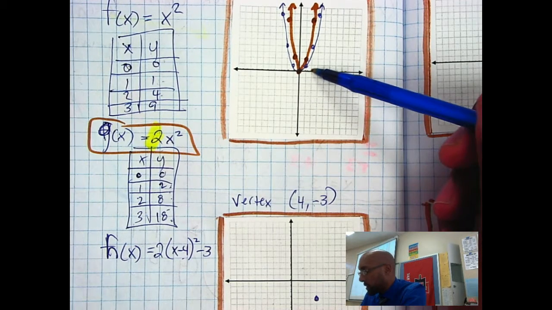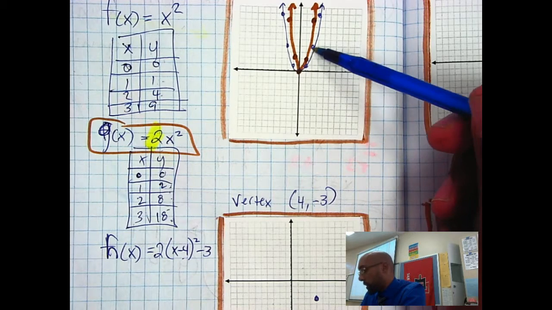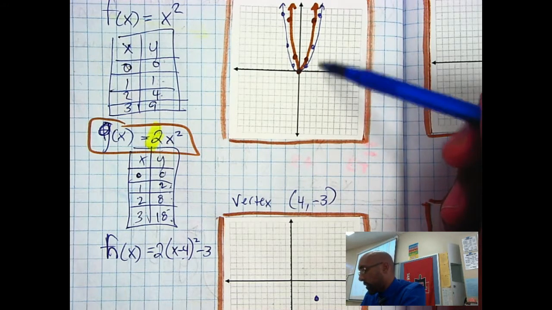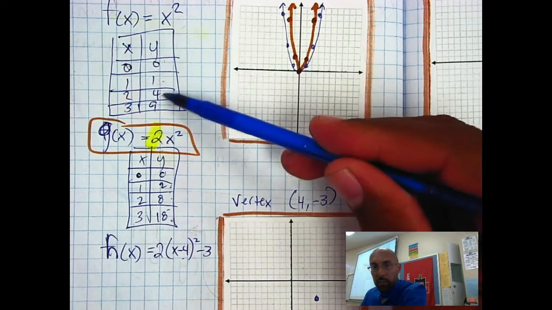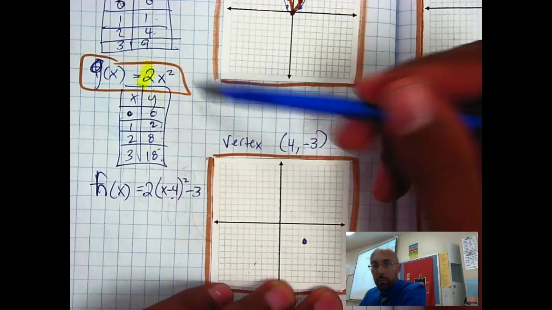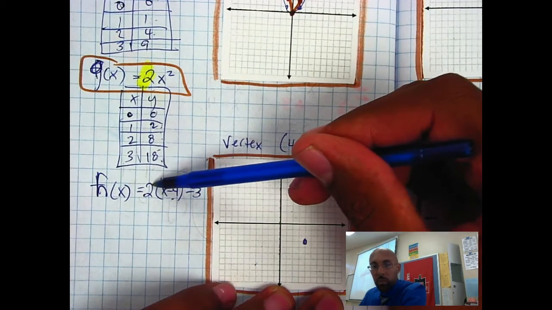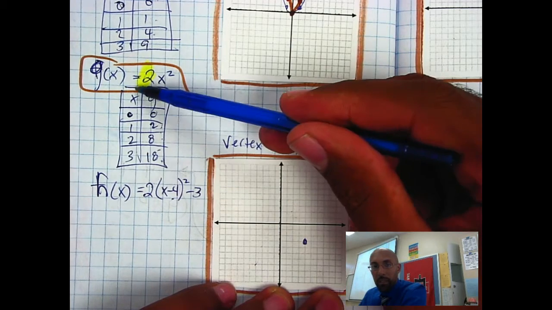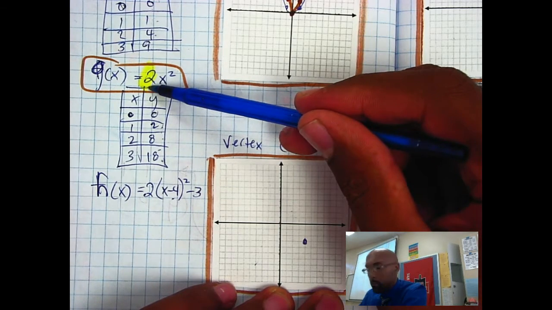If I go 2 to the right, it goes up 4. If I go 3 to the right, it goes up 9, following this same original pattern. Except now, this time I have a 2 in the front. Okay, so that means it's going to follow this pattern.